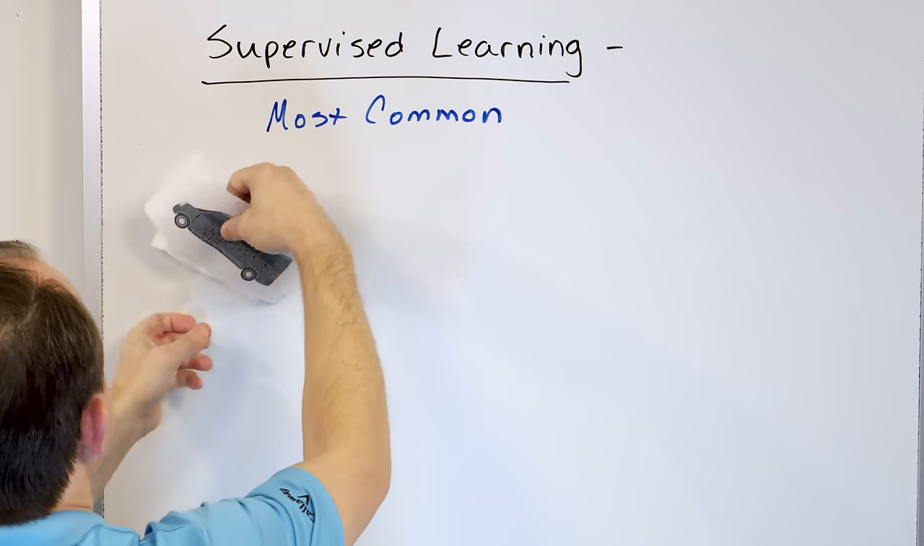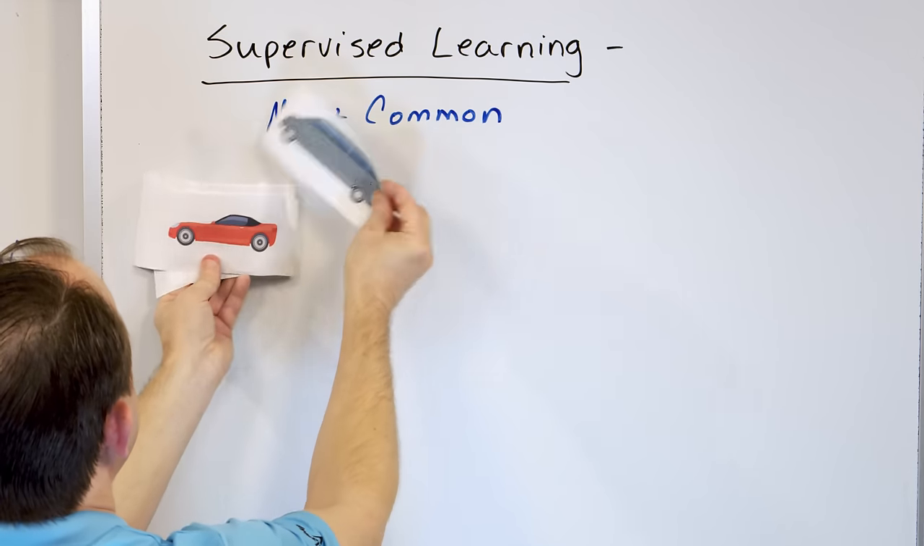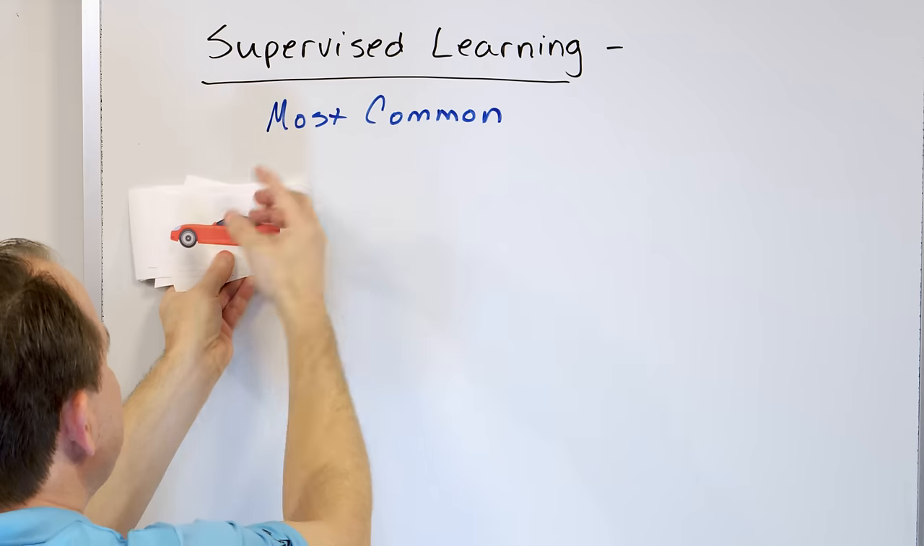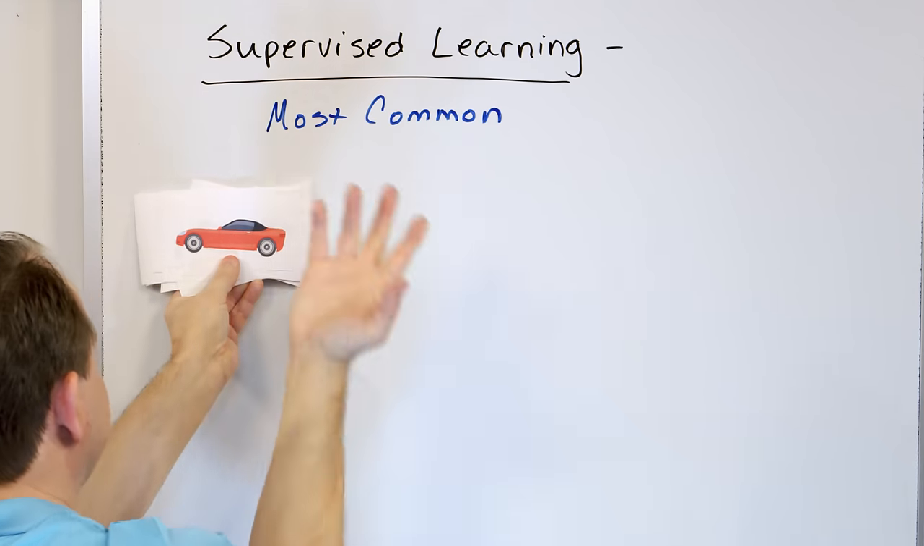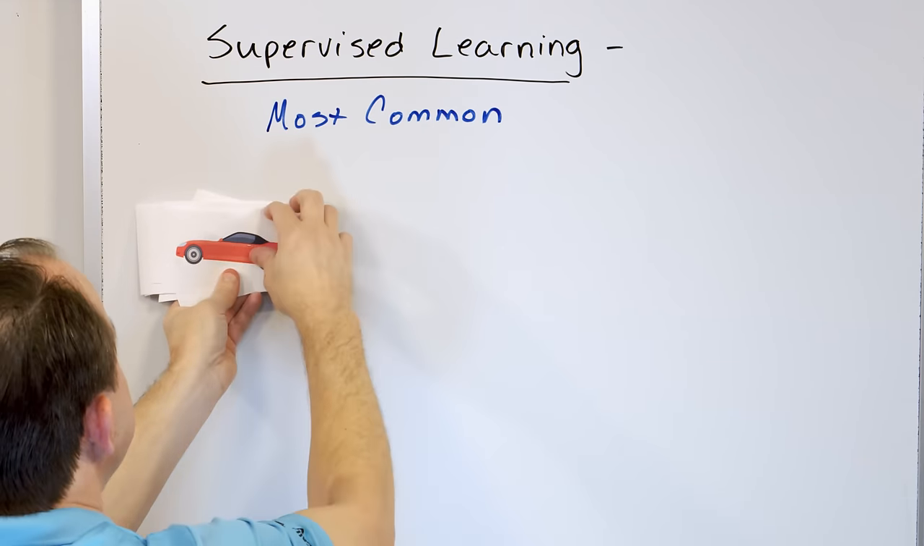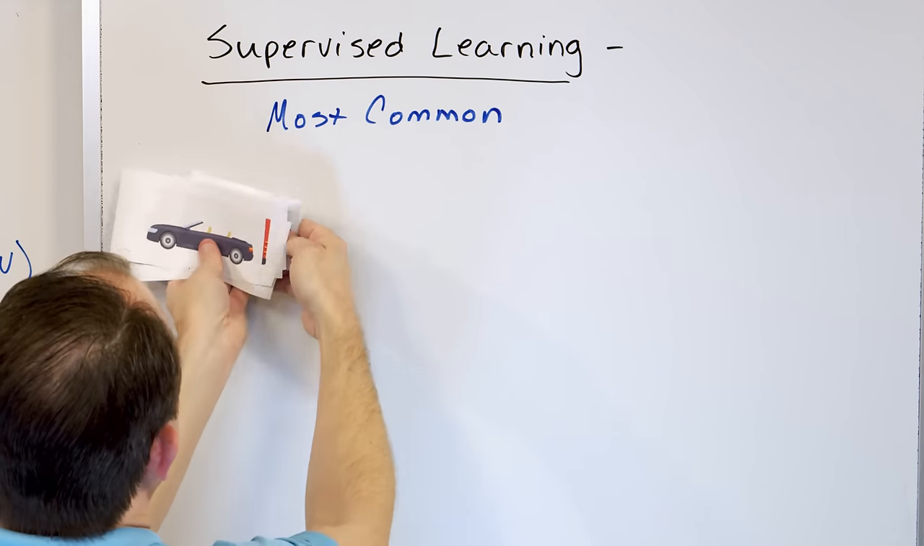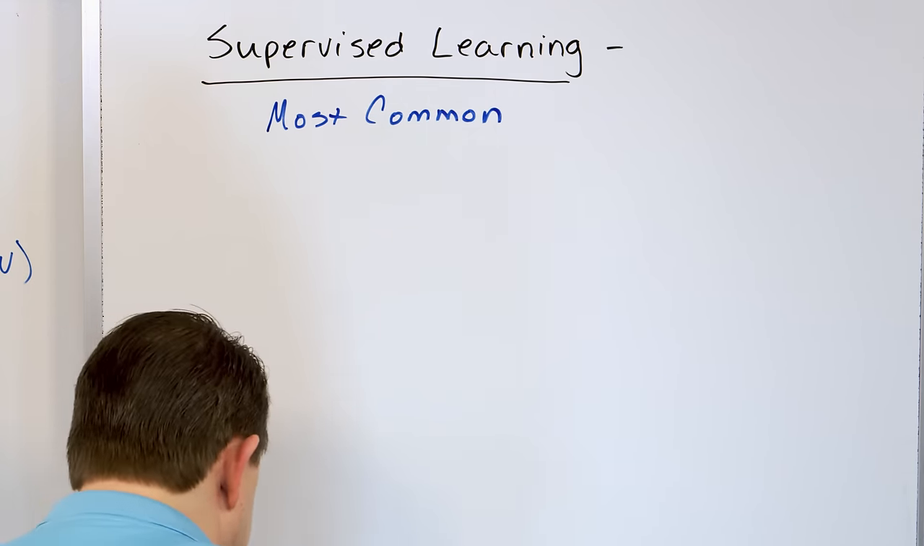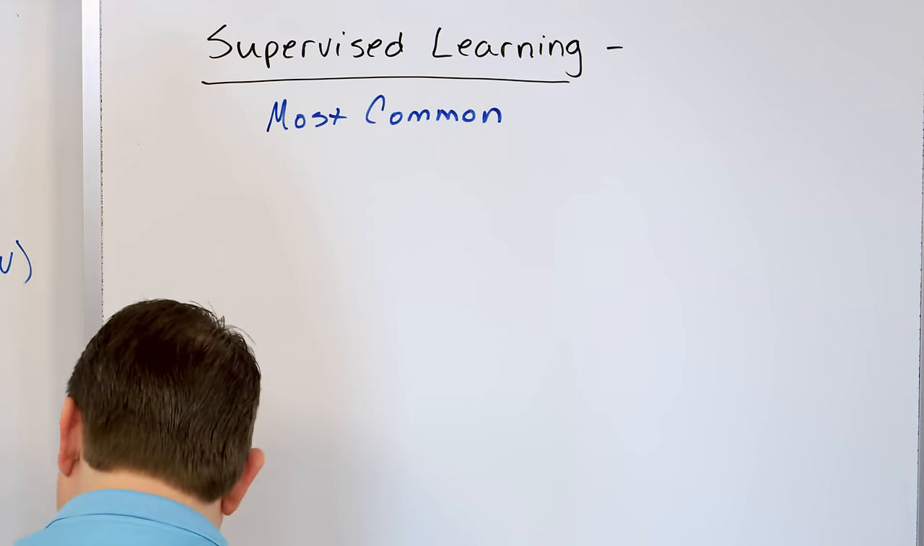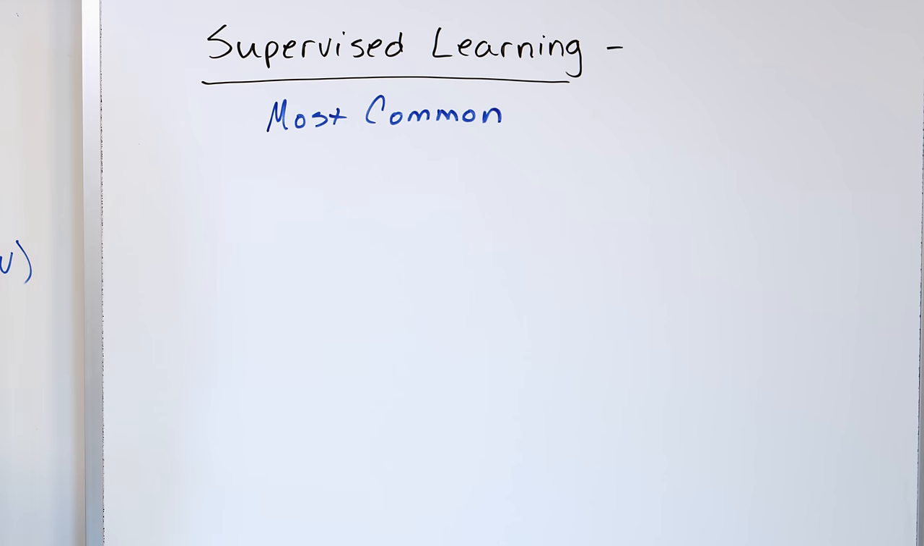And then I do the same thing here. I say, okay, this one's a vehicle. And then I give it this picture. I'm not giving it paper. I'm giving it rectangular patches of pixels with different values. And I say, that's a vehicle. And I say, that one's a vehicle. You get the idea. That one's a vehicle, and so on. And I do that not for 20 or 30 times. I do it for maybe 50,000 times or something like this, right?